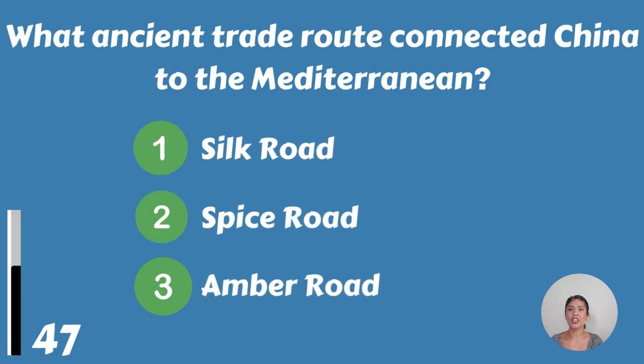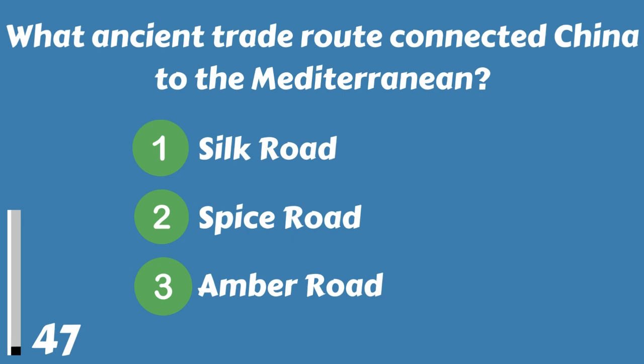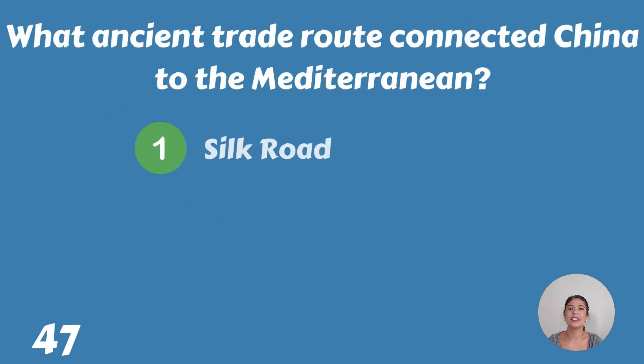What ancient trade route connected China to the Mediterranean? Silk Road, Spice Road, Amber Road. Silk Road.